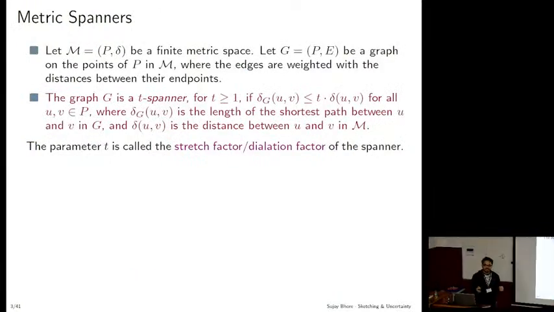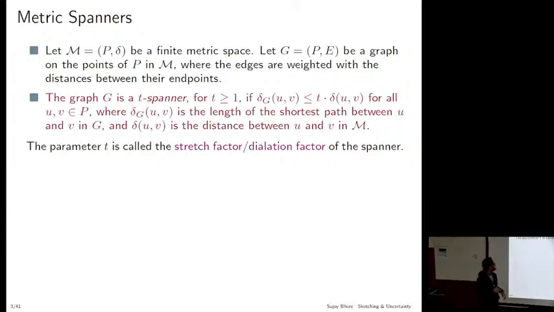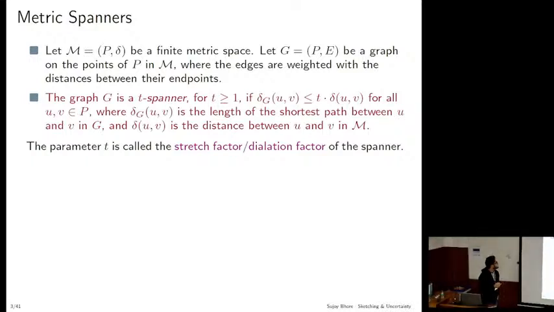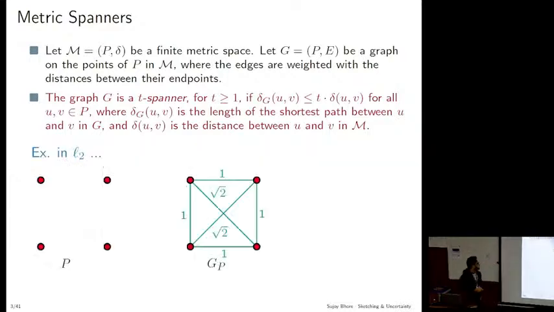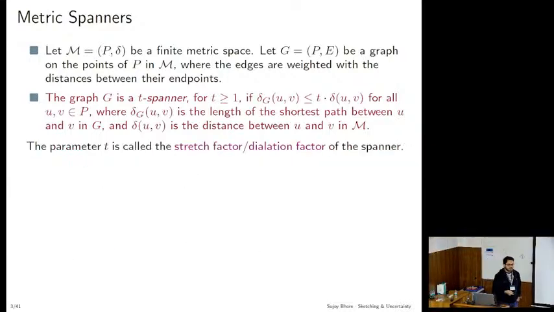Okay, so let me get into the theoretical side of things. Let me define what a spanner is. We have a finite metric space with a set of points P, and delta is the distance function. A graph is a T-spanner for some real value T if the distance between every pair of points is preserved up to the factor T. This is also called the stretch factor or the dilation factor.